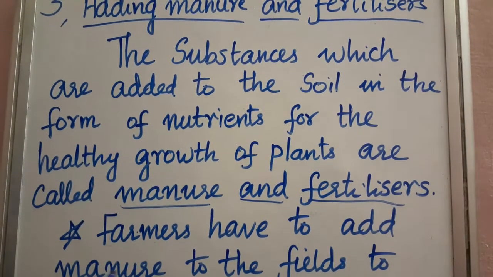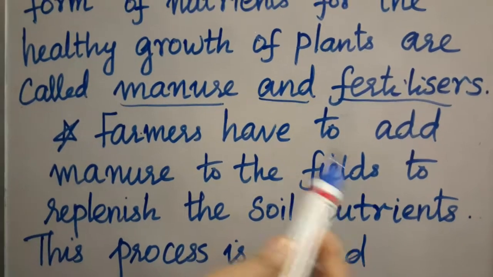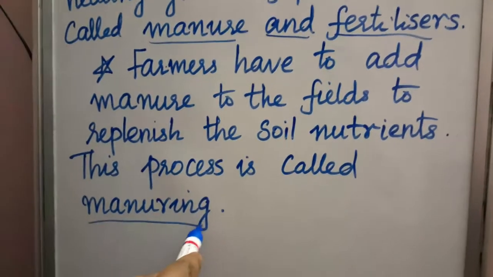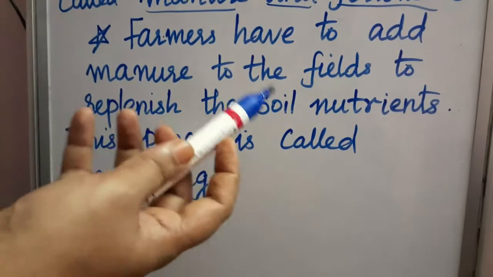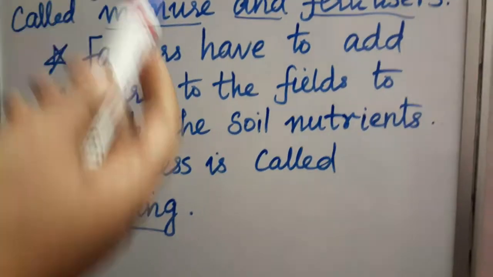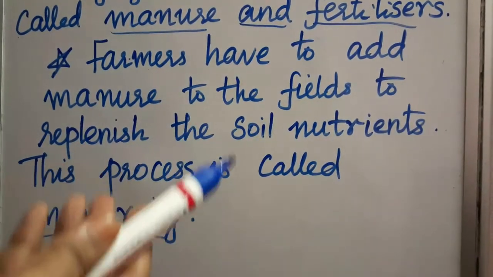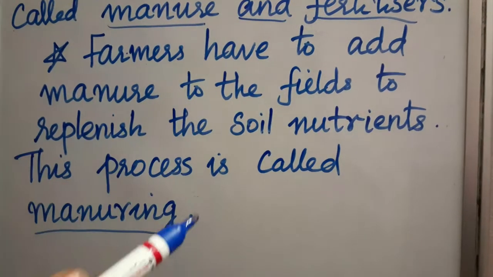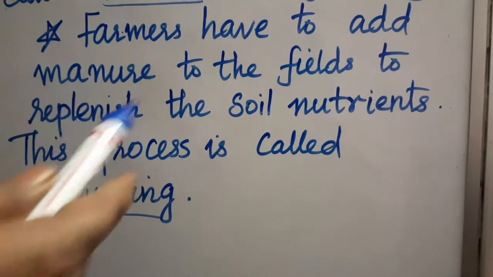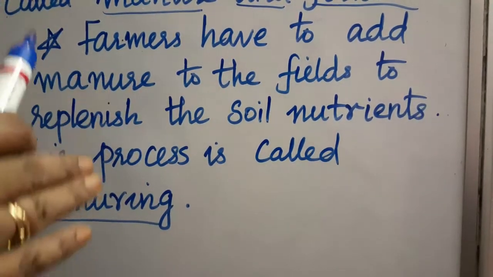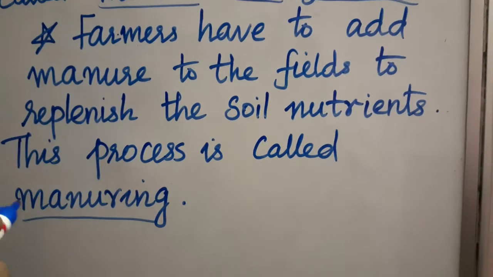So what is manuring? The farmers have to add manure to the fields to replenish the soil nutrients. This process is known as manuring. After several years of using the soil for cultivation, the nutrients will go down. Not that many nutrients will be there in the field, so we will not get a good yield. So to compensate the reduced amount of nutrients in the soil, the farmers will add manure and fertilizer. That process is known as manuring.